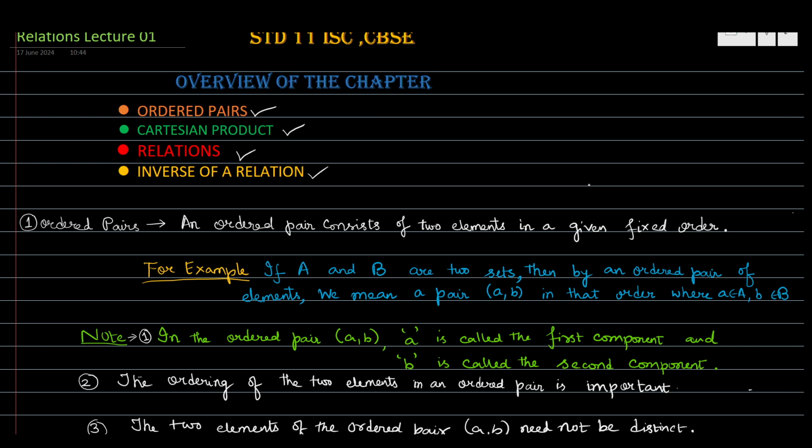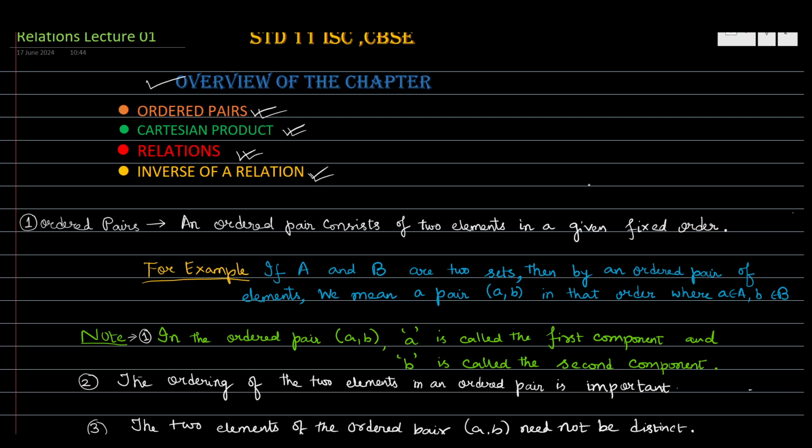Today we will learn what is relations. So this topic is basically for standard 11 ISC and CBSE as well. Basically this is the overview of the chapter. We will first discuss the ordered pair, then the Cartesian products, and then we come to the definition of relations, and then we will discuss the inverse of a relation.